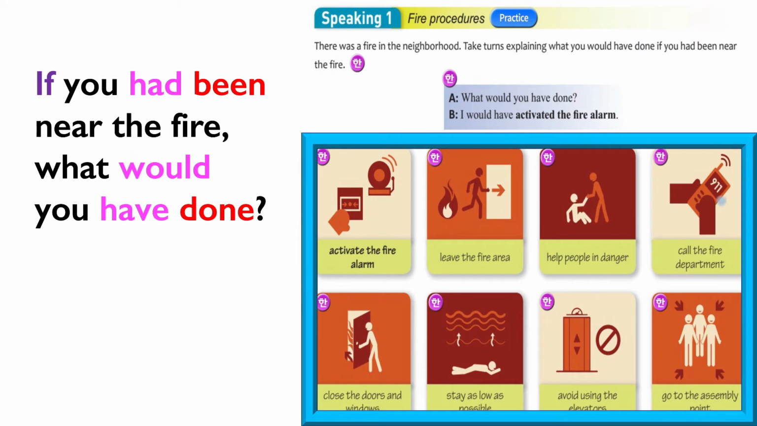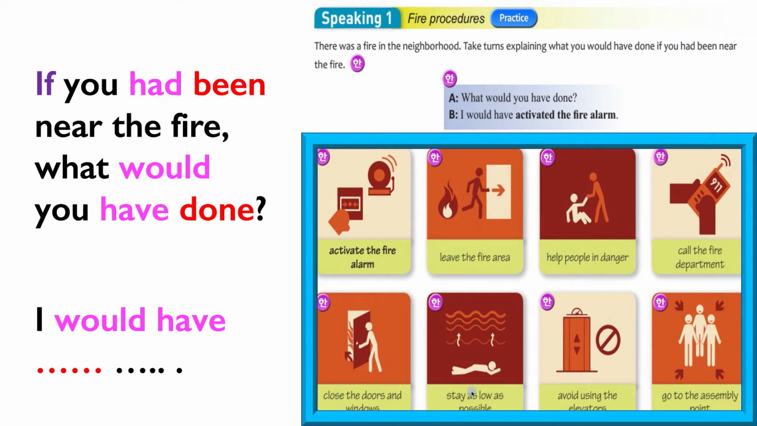Here we have all 8 situations, and here's the standard question. If you had been near the fire, what would you have done for each of these? These are 8 things you would have done, and you just say I would have, and then you would change the verb to the past.